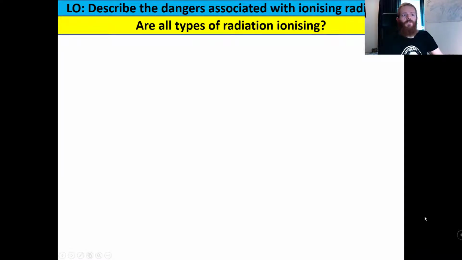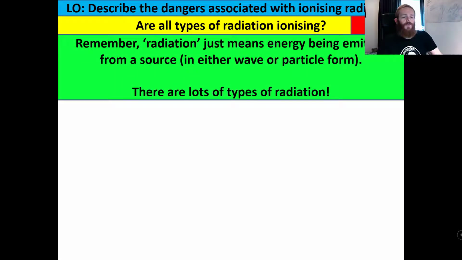So are all types of radiation ionising? Let's have a quick think about that. We've talked about what radiation is. We've talked about what ionisation is. So you should have an idea what ionising radiation is. Are all types of radiation ionising? The answer that you should have in your head now is, well, no. Okay, so radiation just means energy is being emitted from something, and it could be a wave, it could be a particle, and there's loads of different types of radiation, and they're not all ionising.